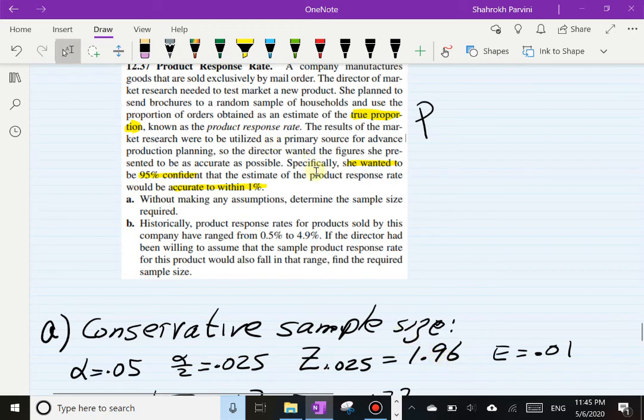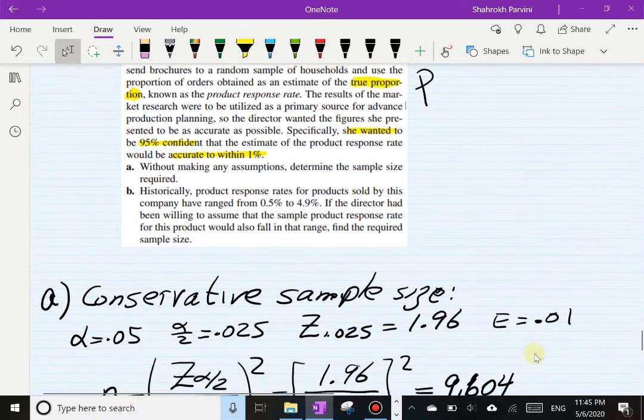Now, she wants the response rate to be accurate to within 1%. That within 1% is a margin of error. So there is your E, within 1%. Make sure you use a decimal here. Don't use 1. You have to use a percentage or a decimal. You convert your percent to a decimal here.